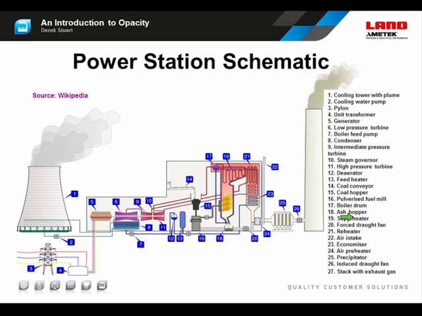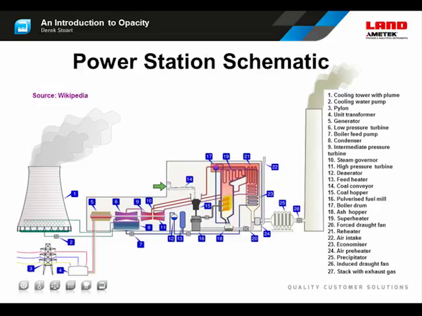So a quick detour just to look at how a power plant operates. And I apologize if this is old hat to many of you, but I do know that many of our sales channels don't work specifically in the power sector. So I wanted to give an introduction to how a power plant operates.